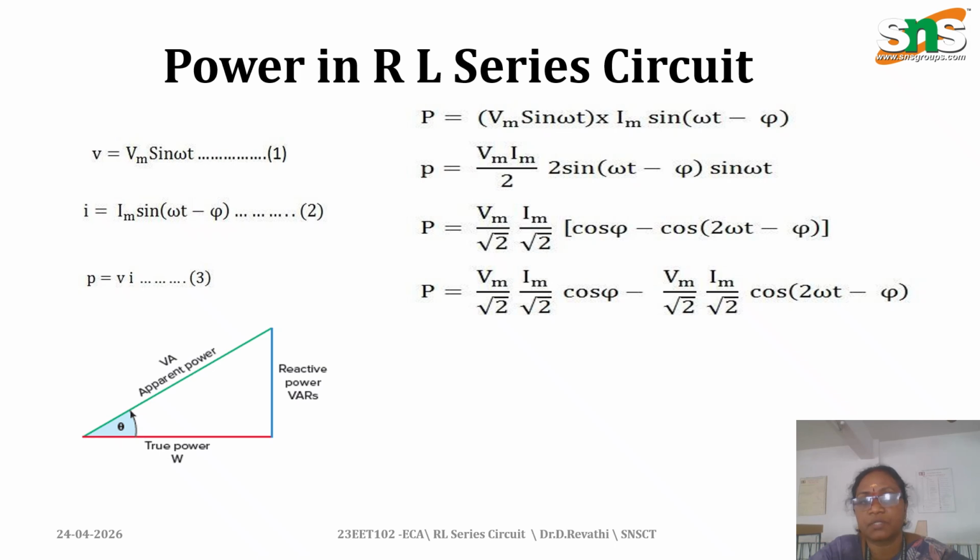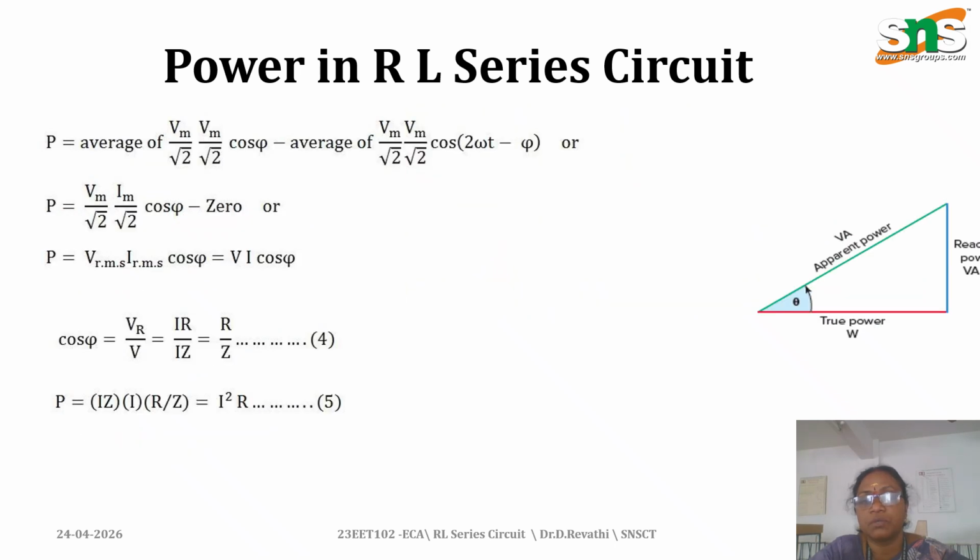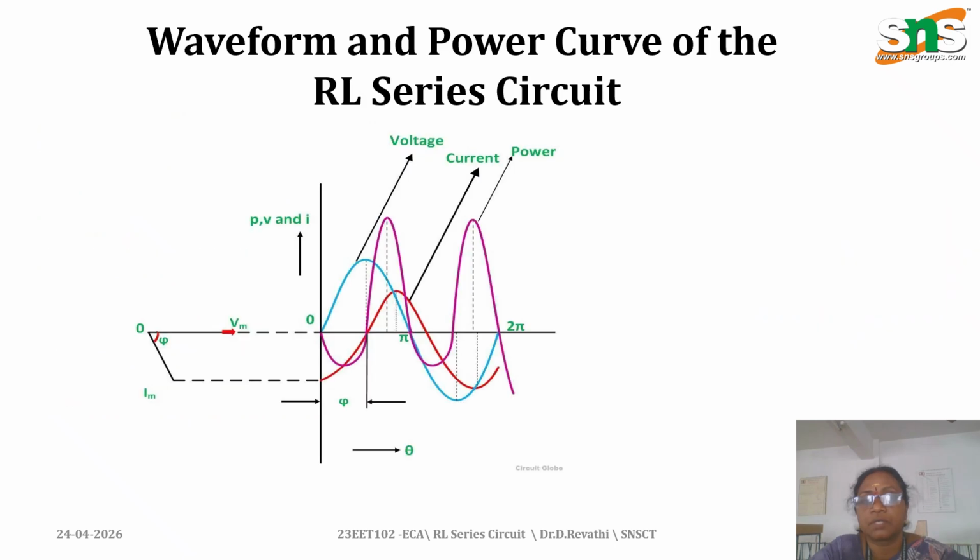And this is the power calculation. First we consider V equal to Vm sin omega t as equation number 1, and I equal to Im sin omega t minus phi as equation number 2. We know that P is equal to VI, so we multiply them, and solving these equations we get P equal to I squared R. This is the power dissipation equation, and also we have P equal to VI cos phi. This is the equation we are getting. Based on this we draw the waveforms for P, V and I.